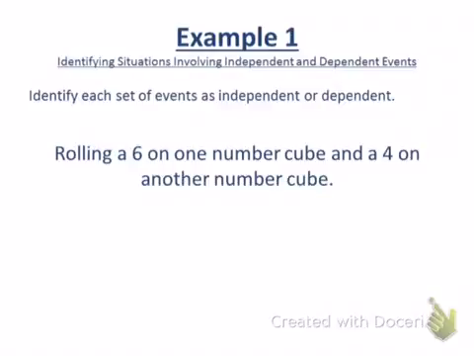Rolling a 6 on a die and a 4 on another die, number cube. Independent or dependent? Completely independent, right? Two different dice are rolled. They don't affect each other. So this is independent. What's the probability of this happening? 1/6. So the probability of rolling a 6 on a number cube is 1/6, right? And we would multiply that by the probability of rolling a 4 on another number cube. That's 1/6.